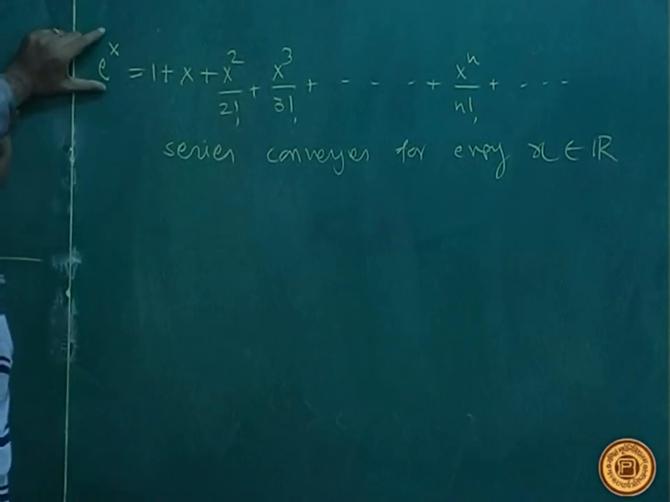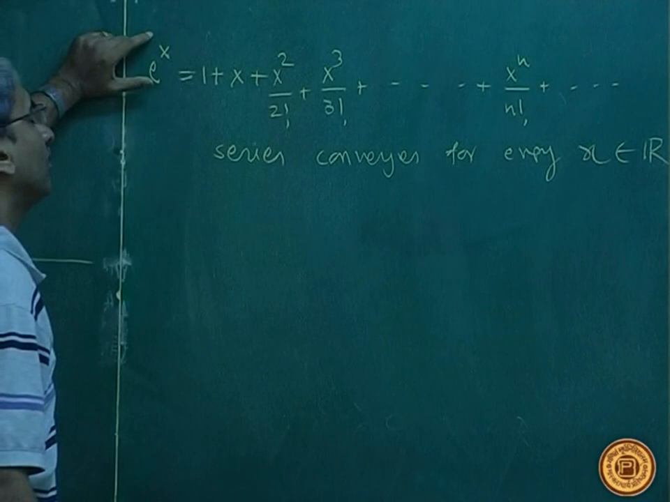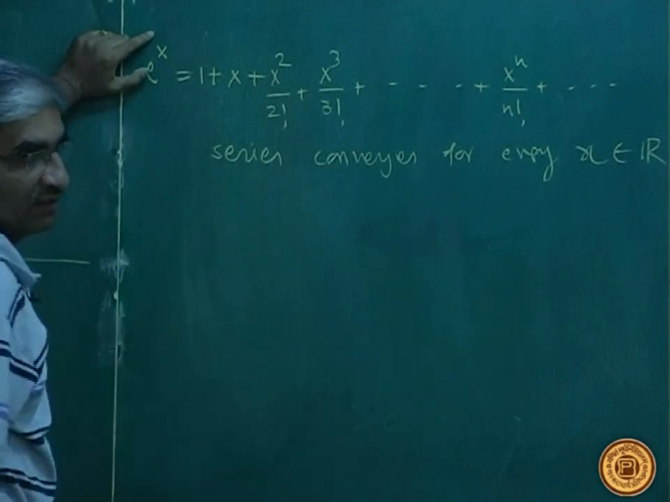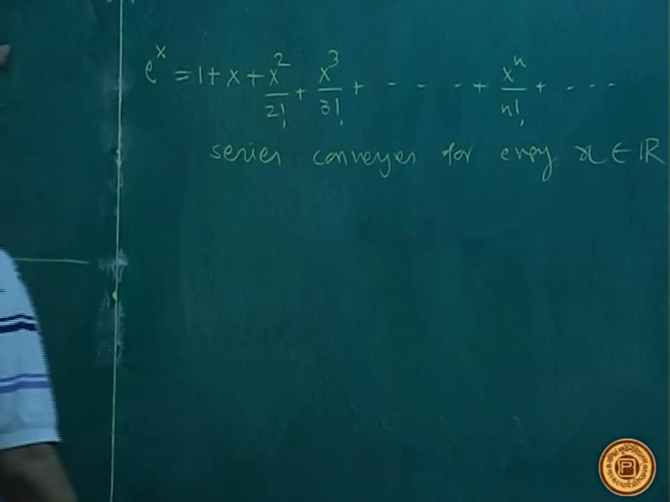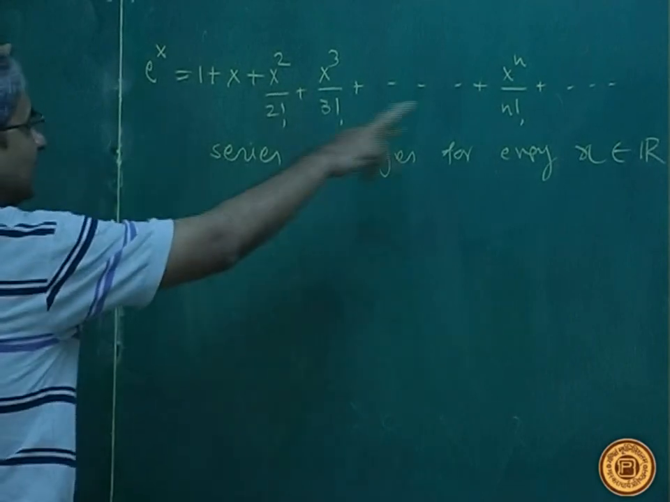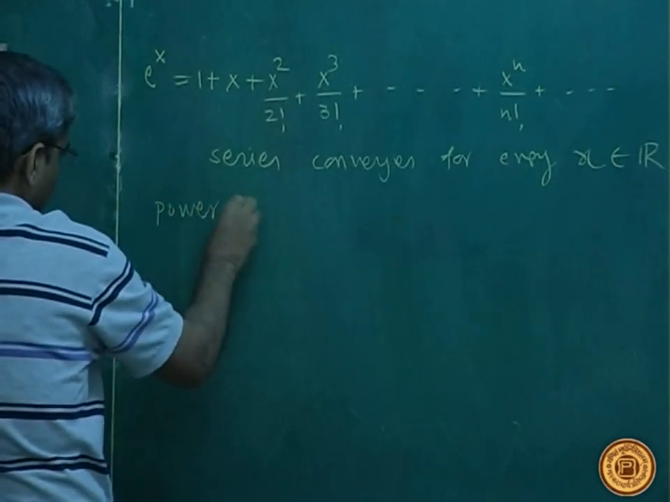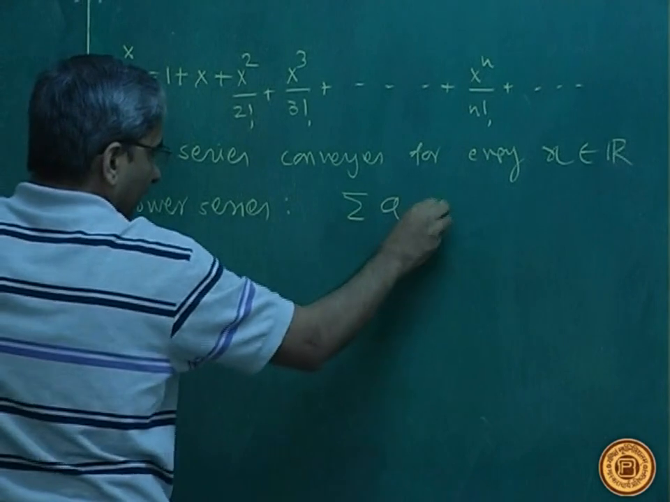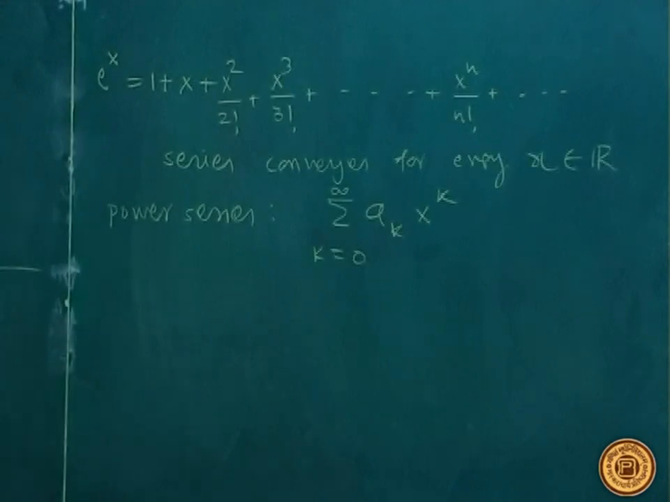This is also an important property, because when we talk about e to the power z, you will see that a similar expansion with x replaced by z will also hold. Okay. So this is power series expansion. So this right hand side is called a power series. A series of the type sigma a_k x to the power k from 0 to infinity is called a power series.